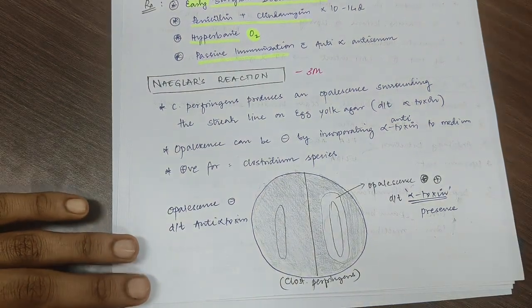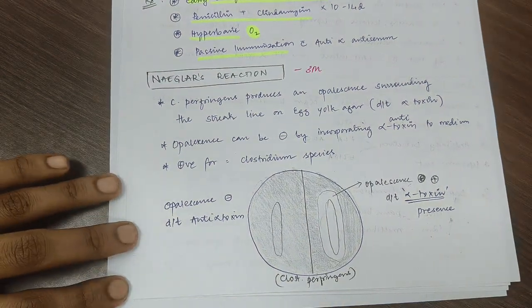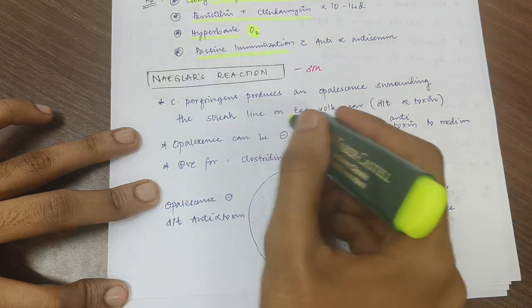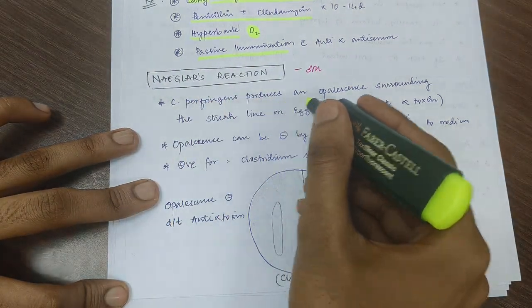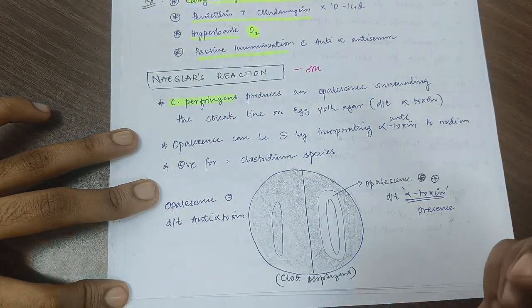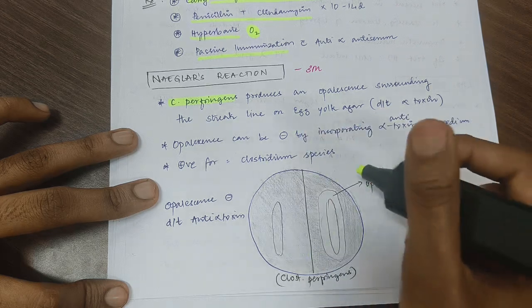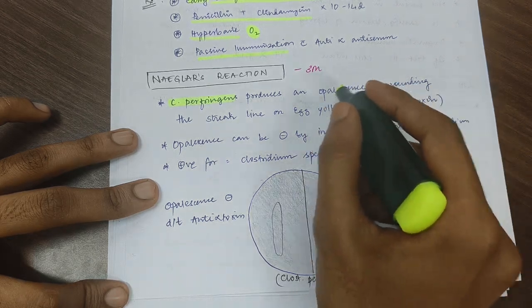So what are the things you are going to focus on here and write? Basically, it is the Clostridium perfringens which produces the opalescence. Okay, Clostridium perfringens is seen, and you are going to streak it properly in the media, and opalescence is seen.